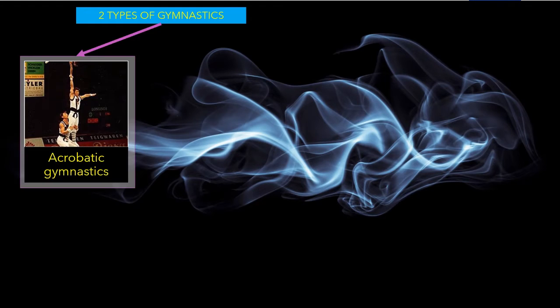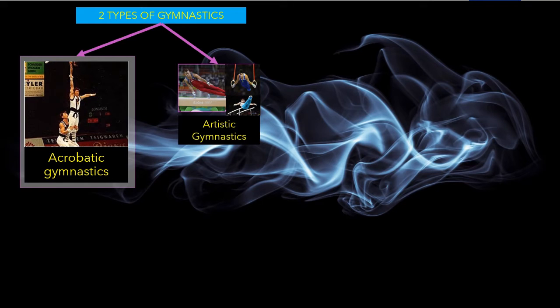Starting with A. Starting with A, we have two types of gymnastic competition. Acrobatic gymnastics, in which teams of gymnasts work together to perform acrobatic moves in combination with dance moves, and artistic gymnastics, an Olympic sport where gymnasts perform short routines on different apparatus such as the vault, floor, and so on.